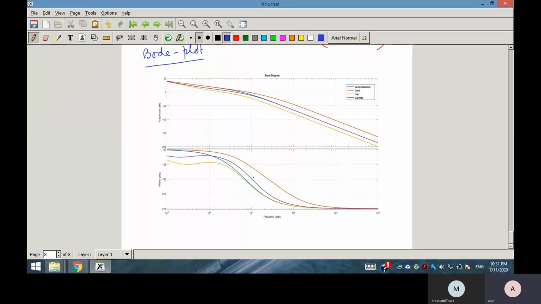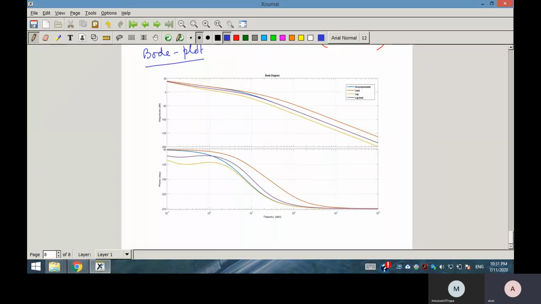Okay, and then you can also see in case of the lead controller, because phase lead has occurred, the phase curve has shifted up, and in case of the lag controller the phase curve has shifted down, and the gain curve has also shifted down so as to reduce the gain crossover frequency. So these are the things happening in case of lag, lead and lag-lead controller. And in case of lag-lead controller, all the things are getting traded off.